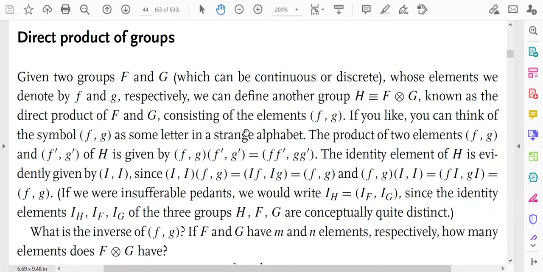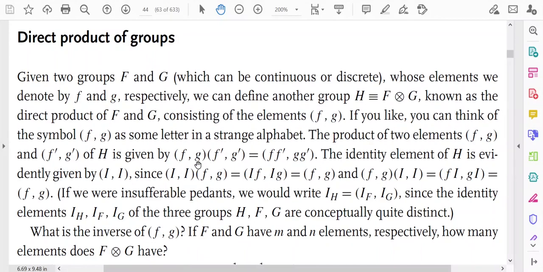And the group H will consist of the elements (f, g). We write it in this way, that is, the group H consists of the elements (f, g). And the product of two elements (f, g) and (f', g') of H: suppose the group H has two elements, one is (f, g) and another is (f', g'). So how do we define the product between them? (f, g) times (f', g') is equal to (ff', gg').